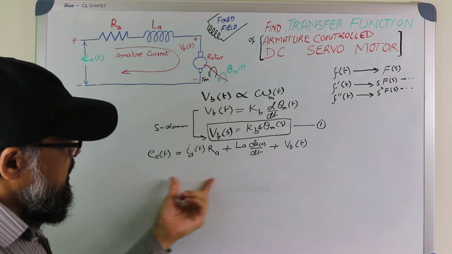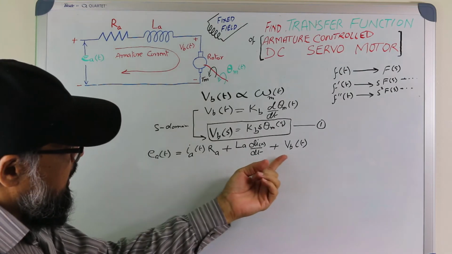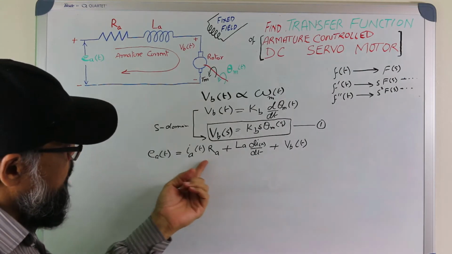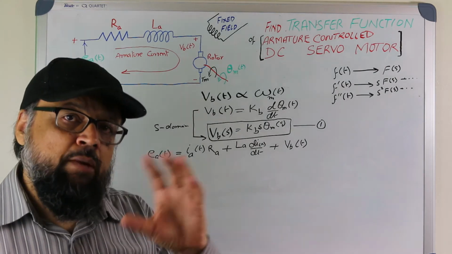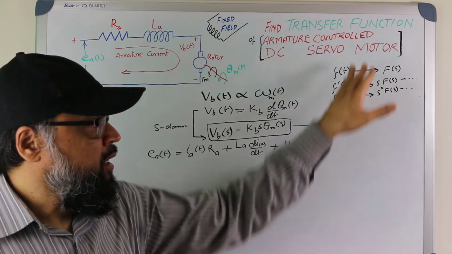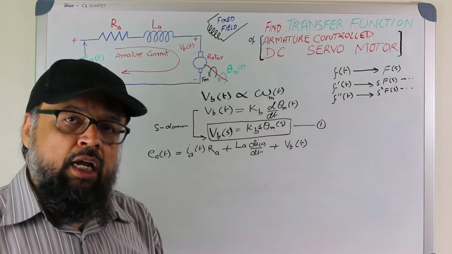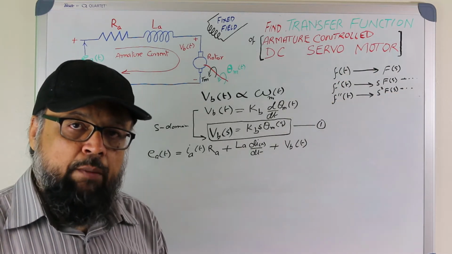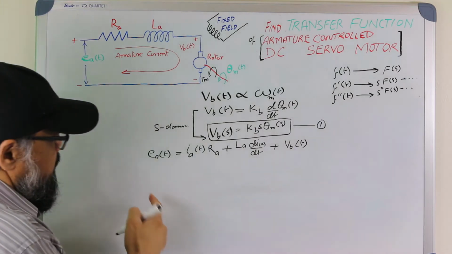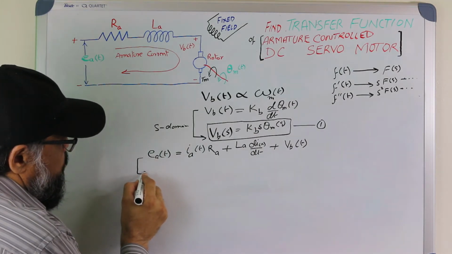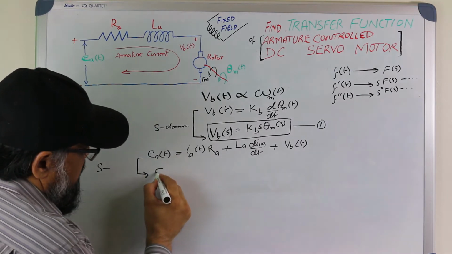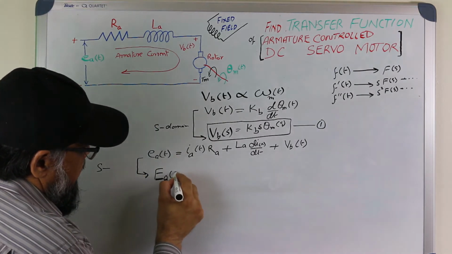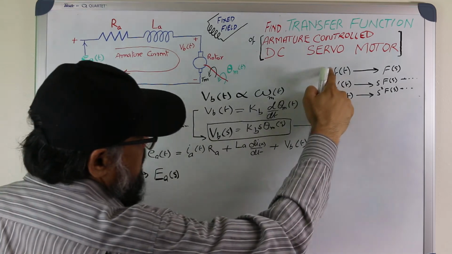Now from this, as we can see, this is a function of time, function of time, function of time, function of time. So we can easily move from time domain to S domain using these formulas, and our second step will be complete. So let's do it. Going from time to S domain, Ea(t), now we write capital Ea(s), using this formula.